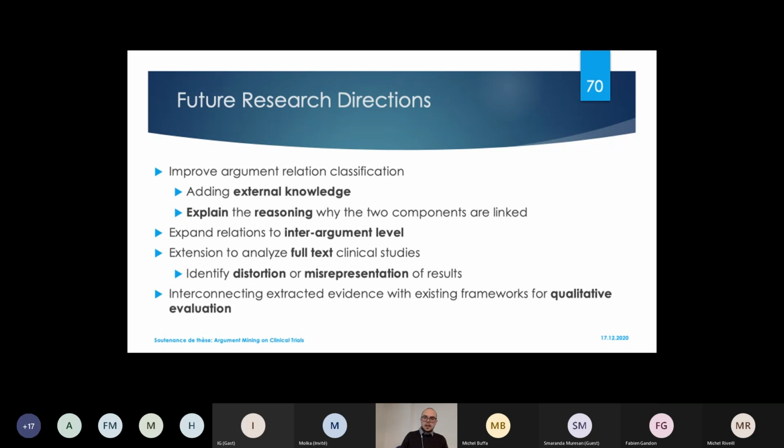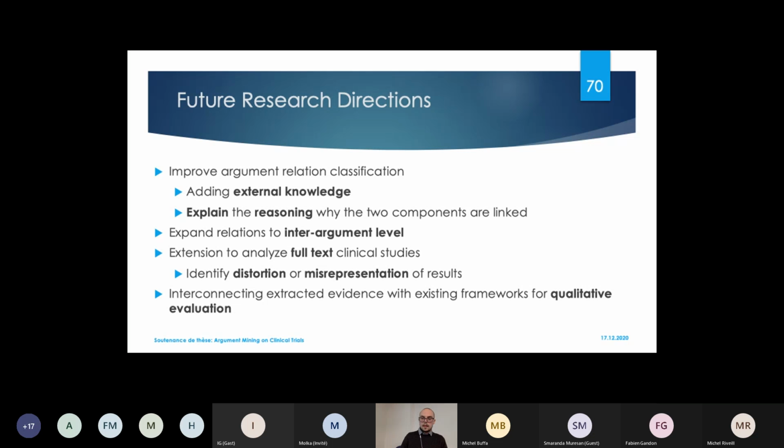Another big direction is the expansion to compare the various trials against each other. Right now the analysis is only on each single trial. The next big step would be to compare the claims of each single trial with each other on the inter-argument level. And in this direction also goes the extension to analyze the full text of the study. As I said before, the risk factors and limitations are mainly stated in the full text body.